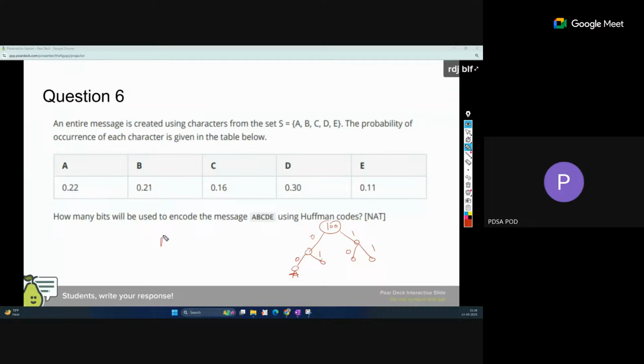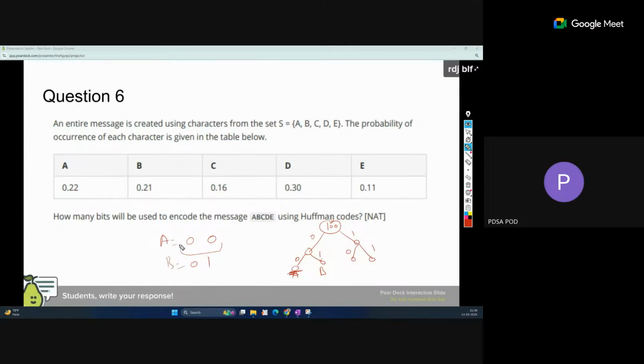What will be the code for this? We will traverse from the root to this leaf node A. What values are coming on the edges? 0 0 in this path, so that will become the Huffman code. In this way we calculate the Huffman code for each character. Suppose this is B, then the root to B path is 0 1, so this will become 0 1.